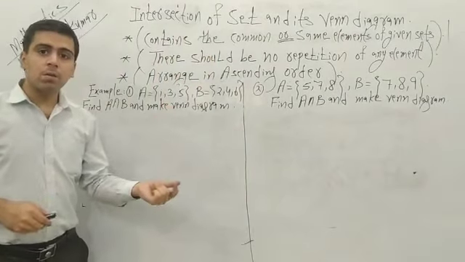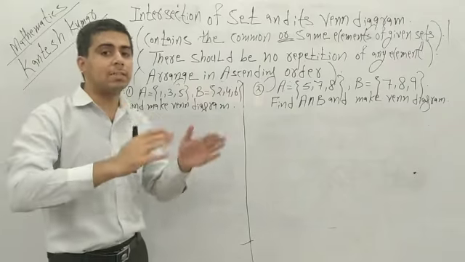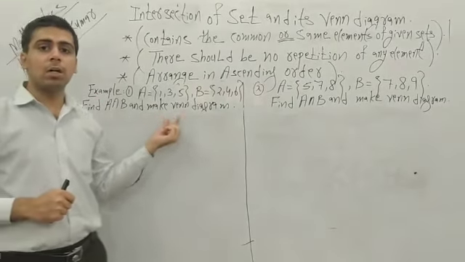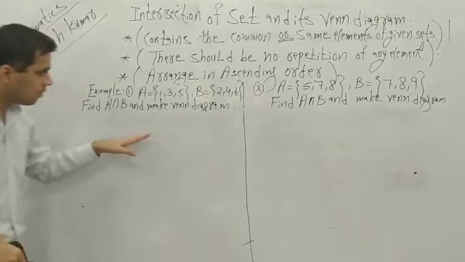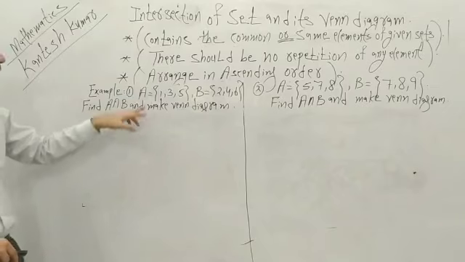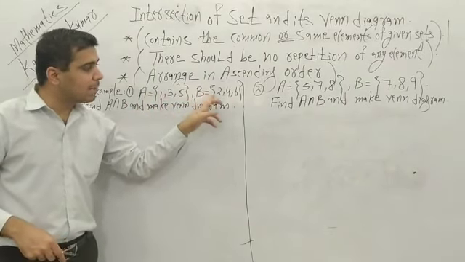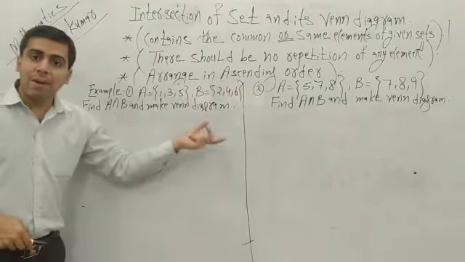But in a union, we have to combine all the elements of a given set. There is a big difference between union and intersection. Now by looking at the example, I hope that your concept of finding out the intersection will be much more clear. So the first example of the intersection of a set is: A set equals 1, 3, 5. B set's elements are 2, 4, 6. We have to find A intersection B and make the Venn diagram.